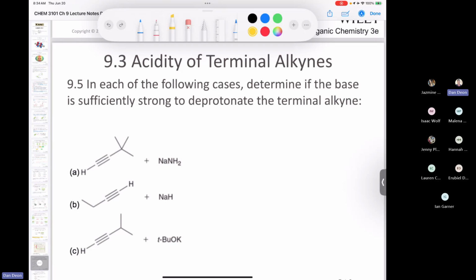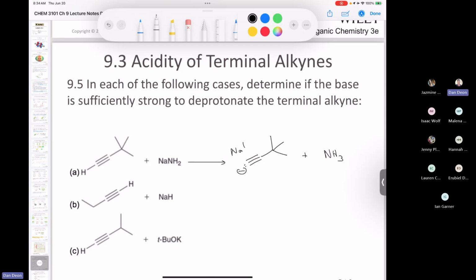There's nothing really mind-boggling in this one, but it just says in each of the following cases, determine if the base is sufficiently strong to deprotonate the terminal alkyne. Well, I know you guys can figure this out very quickly. So the first one, we have a terminal alkyne and we have sodium amide. So in that case, we would deprotonate to get the alkanide, okay? And then we would also end up with ammonia.